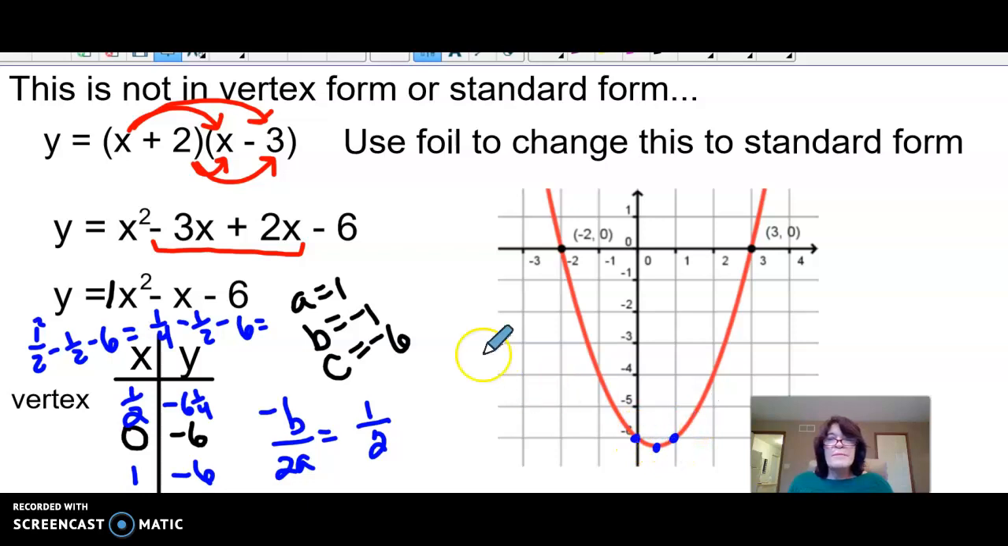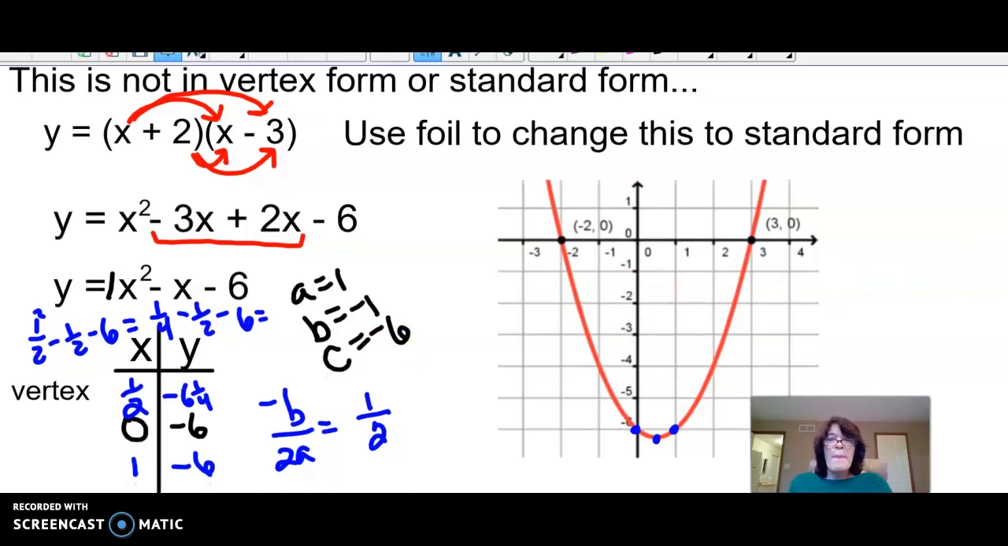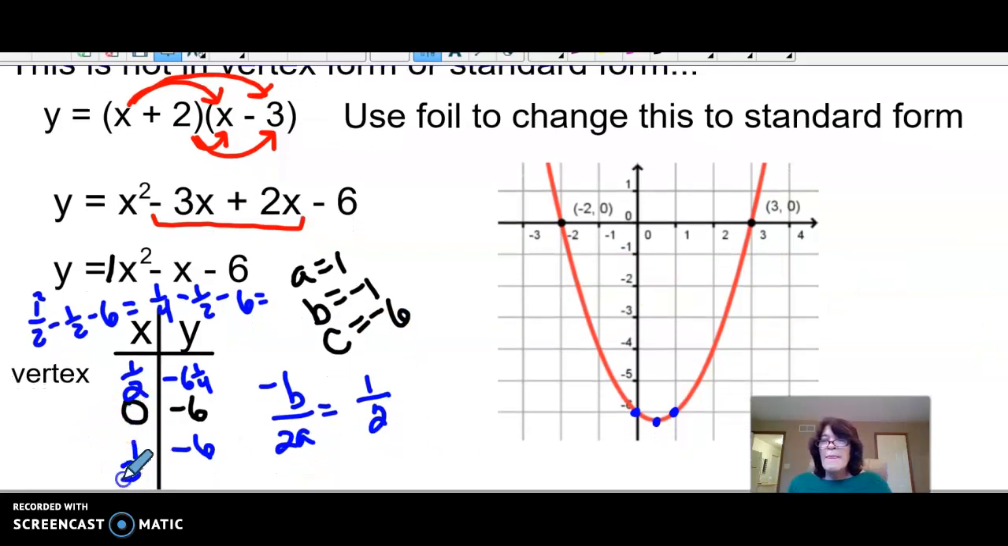Okay, and then when I found these, when I put 3 in, 3 squared is 9. 9 minus 3 is 6. 6 minus 6, I got 0. All right. So that's 2.5 away from my axis of symmetry. So I went 2.5 in the other direction. I got these points, (-2, 0) and (3, 0). Okay.